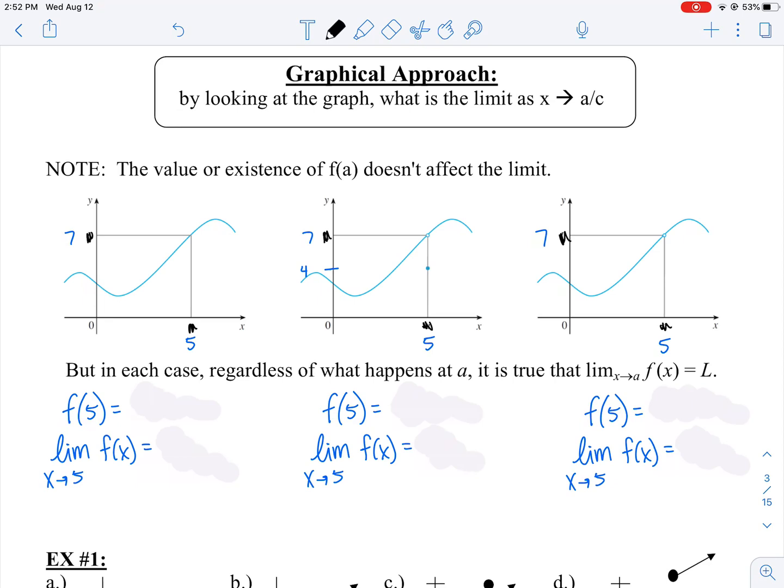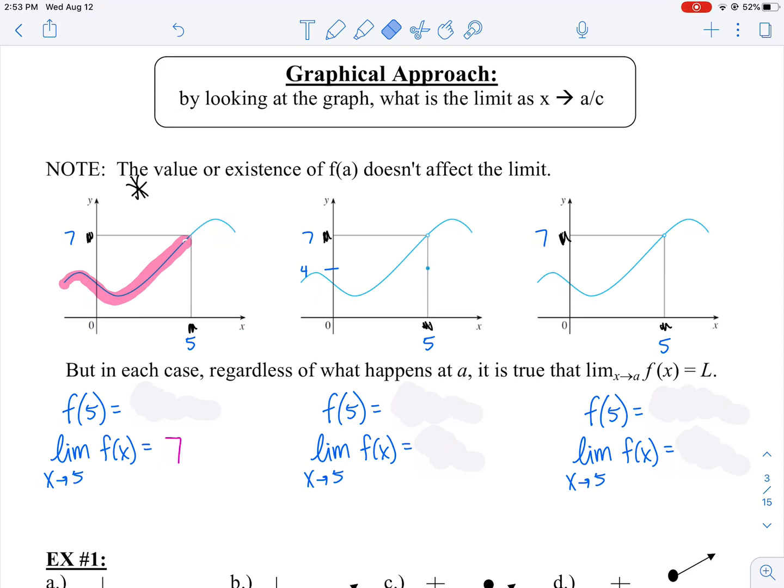If you're looking at this first graph, as we're following the path and we want to approach 5, I'm coming from the left, so I'm following the path this way. You're coming from the right, so you're following the path this way. What happens when we approach 5? Well, we're up there together, aren't we? We're up there together at y equals 7. So I would say on this graph that the limit as x approaches 5 of f of x is 7. As we follow the path, we're going to end up together at y equals 7.